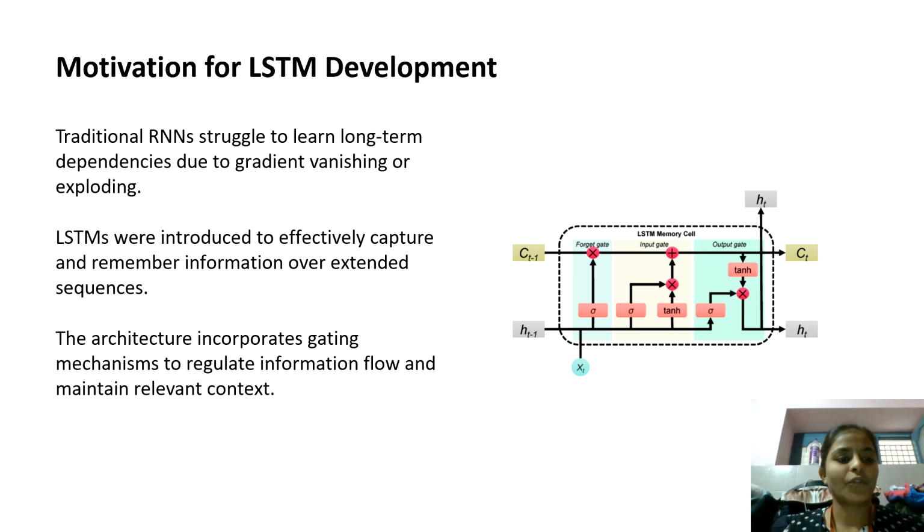So the main feature of LSTM is its gating mechanism. These gates control the flow of information and help the model decide which information is important and which information can be removed. So the architecture incorporates gating mechanisms to regulate information flow and maintain relevant contents.